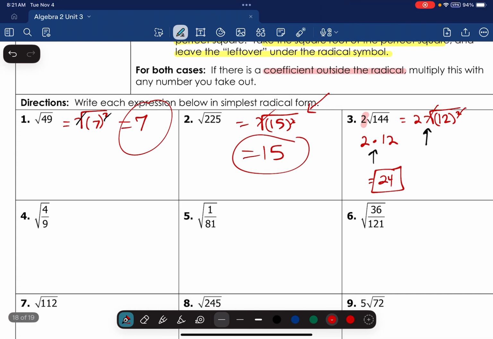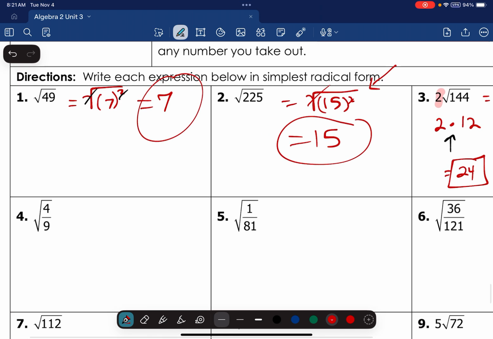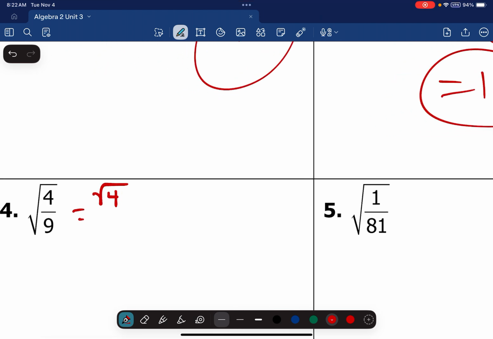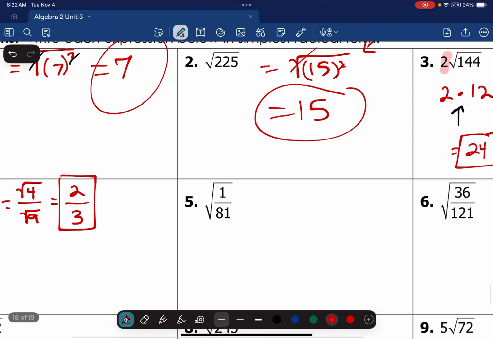Radicals can be over any kind of number, including fractions. Don't be scared if you have fractions. If you have a fraction, we're just going to think about it this way, where I have the square root of 4 over the square root of 9. Both of those are perfect squares. Square root of 4 is 2, square root of 9 is 3. The answer is 2/3.